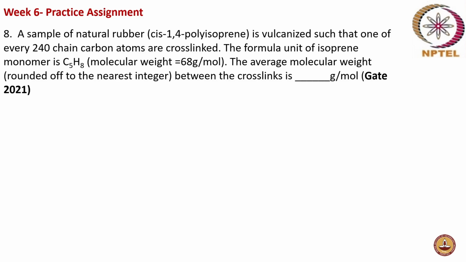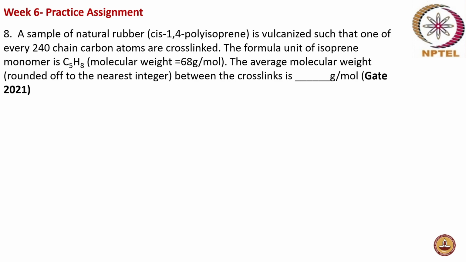A sample of natural rubber, cis 1,4 polyisoprene, is vulcanized such that one of every 240 chain carbon atoms is cross-linked. The formula unit of isoprene monomer is C5H8 and the molecular weight of that unit is 68 gram per mole. The average molecular weight, rounded off to the nearest integer, between the crosslinks is dash. This is again a GATE question, GATE 2021.